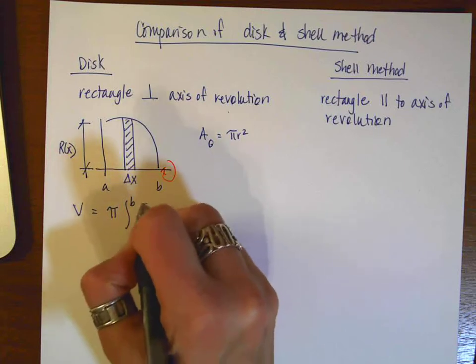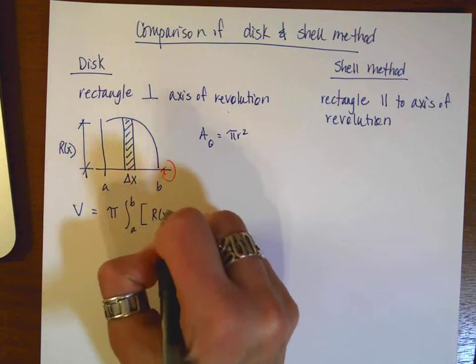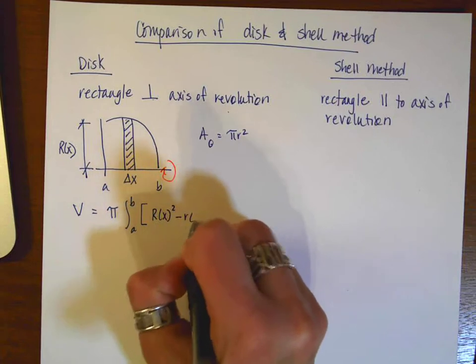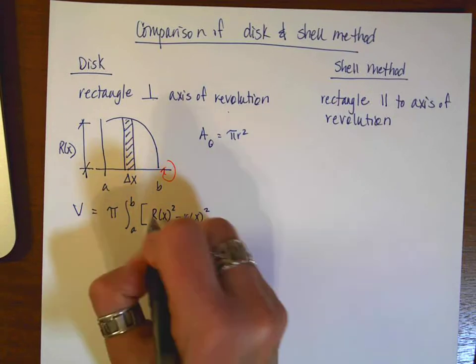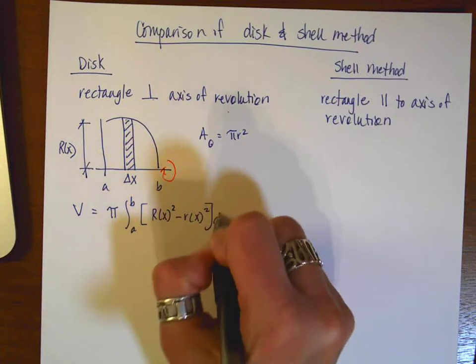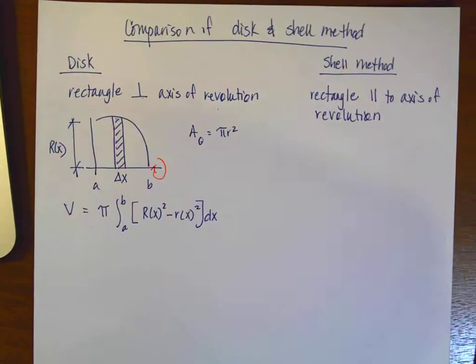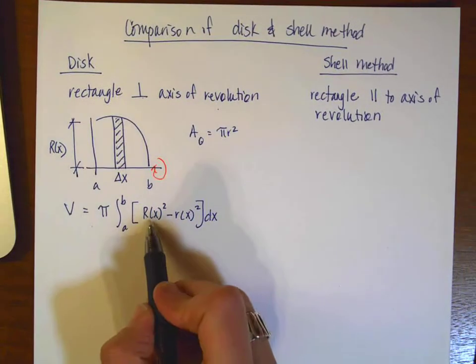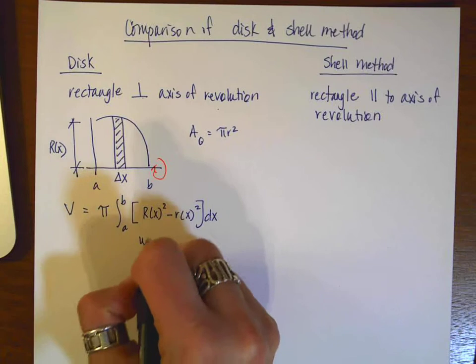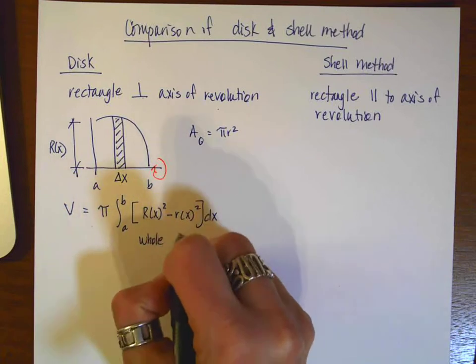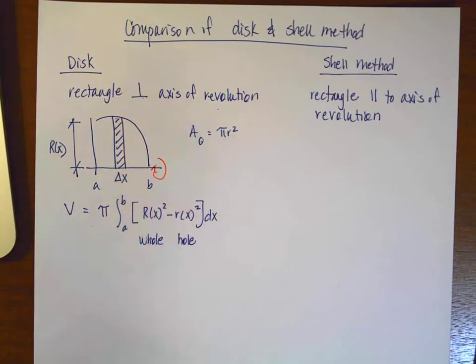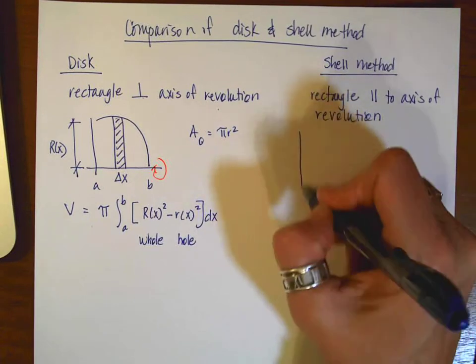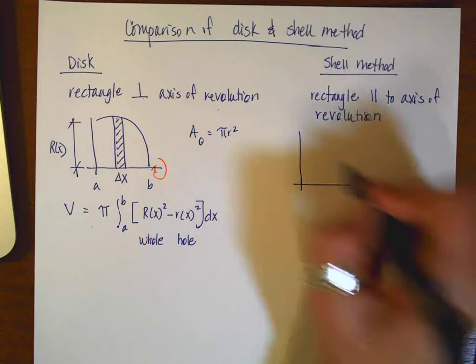So when I write my integral, it's going to be from A to B, and then I'm going to have R of x quantity squared minus little r of x quantity squared, and then I have my dx. Okay? So remember, this is the area of the whole minus the area of the hole, and then that would be the disk method.